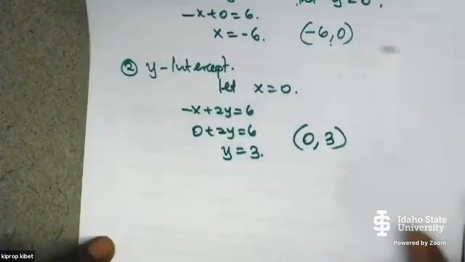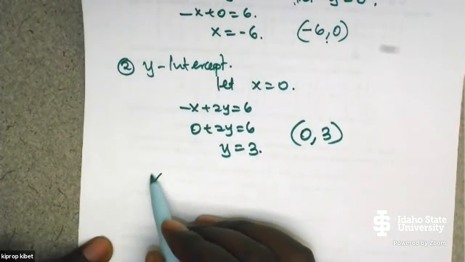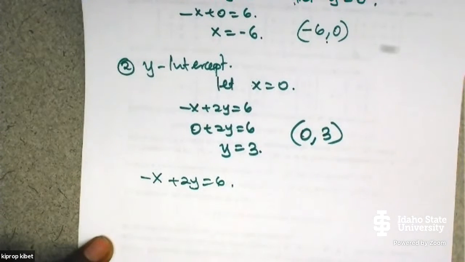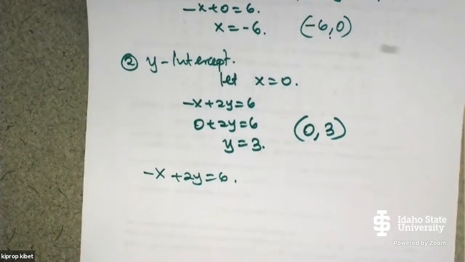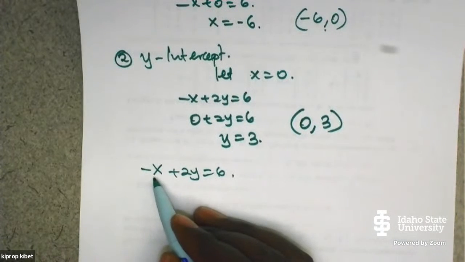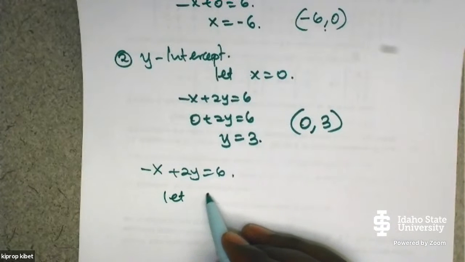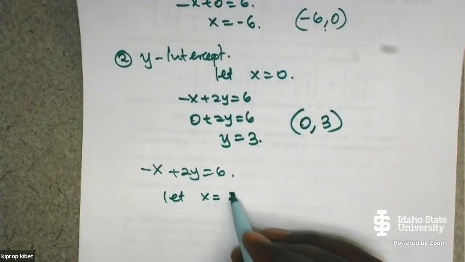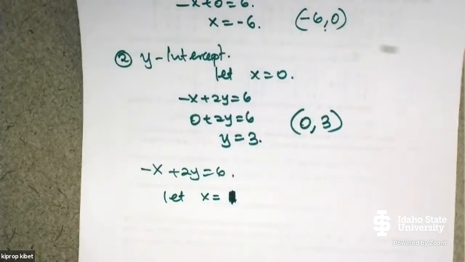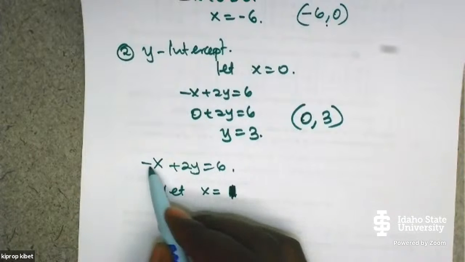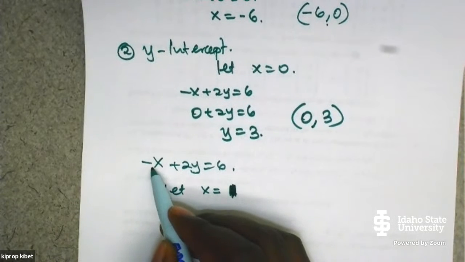So how can we look for another point? If we have this minus x plus 2y equals to 6, how can we get the other point? Yeah, so you can plug in any number, right? You can let x be equal to 2 here, or you can put x to be equal to 1. So when you let x be equal to 1, we substitute here.